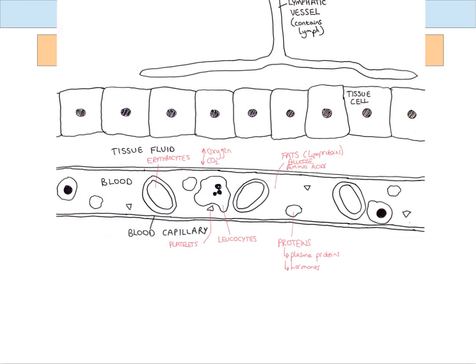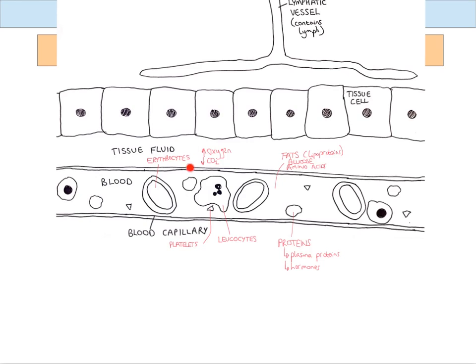Now let's think about comparing the components of the blood with the components of tissue fluid. Now tissue fluid is a fluid that bathes the tissue in your body, and it allows the transference of nutrients and oxygen from the blood to the tissue, as well as the movement of waste products from the tissue back to the blood. So let's go through step by step.